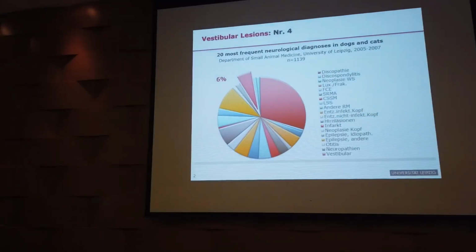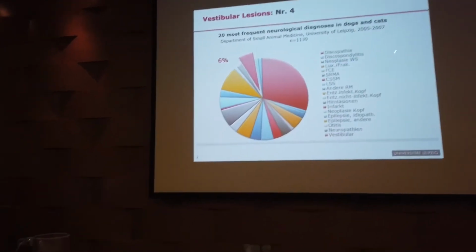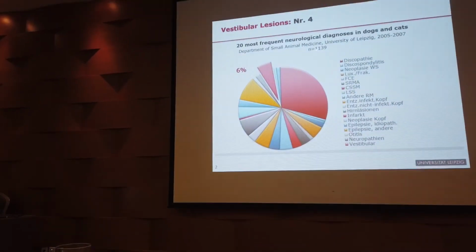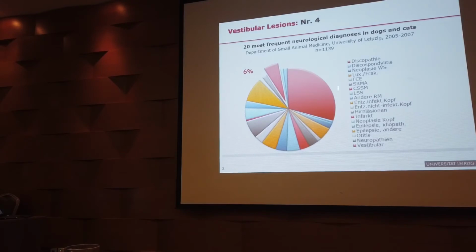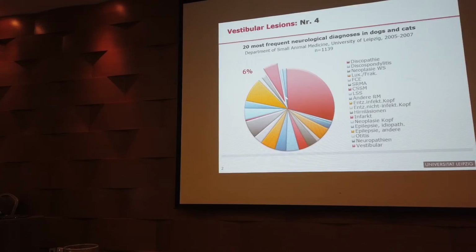Just to give you a number here, even though you might not be able to read that, that was a study some students did a few years ago, and we looked at diseases we diagnosed in our hospital in the neurology service. So obviously you can see there is a large chunk here, that's intervertebral disc disease. And the question in this case is, how frequent is vestibular disease? About 6% of our patients have vestibular problems. That does not sound like a whole lot, but it's number 4, just from the frequency.